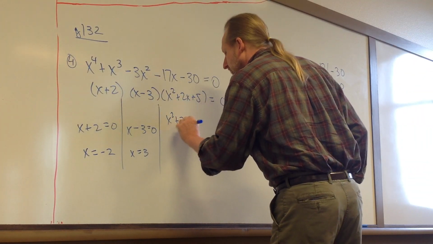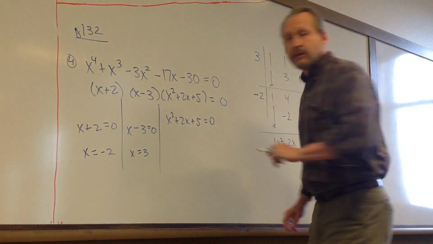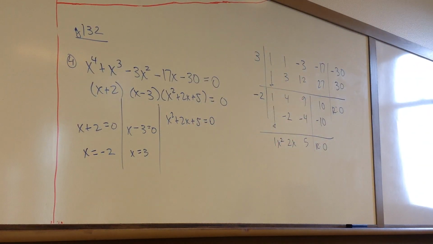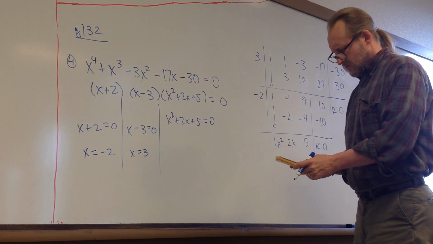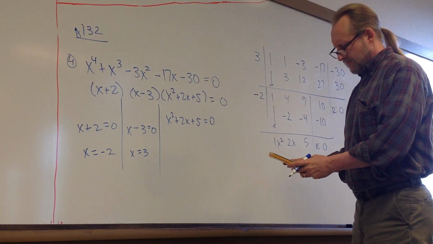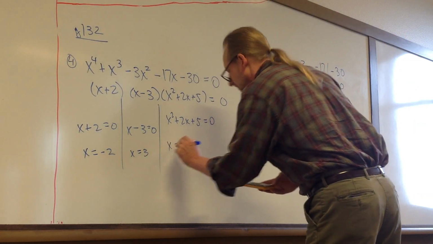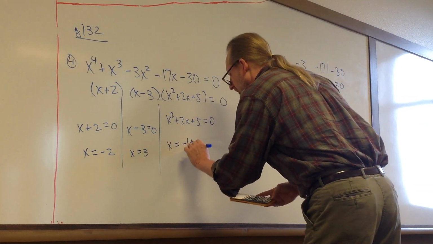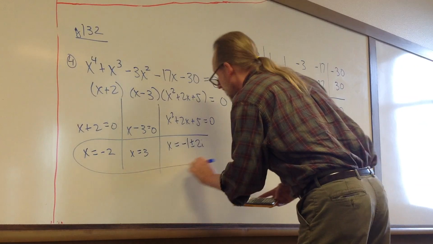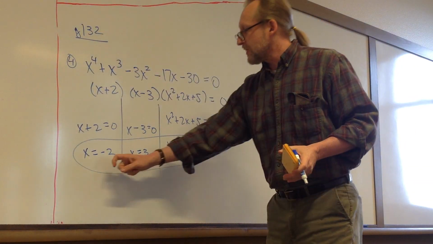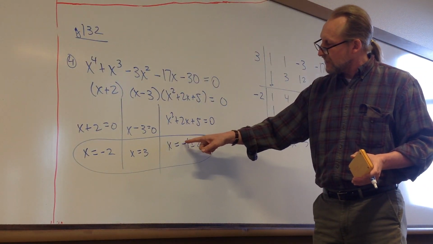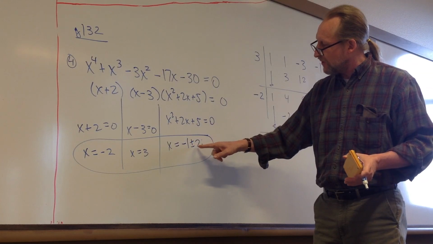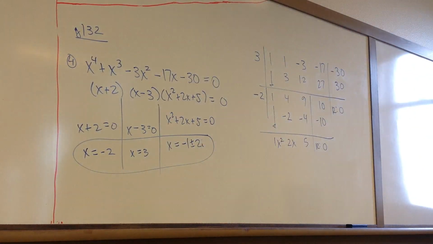And we can set this last factor equal to 0 and then run it through the quadratic. So 1, 2, and 5. And this gives us x equals negative 1 plus or minus 2i. And so this is a 4th degree equation: 1, 2, 3, 4 roots. This is 2 roots. This is negative 1 plus 2i and negative 1 minus 2i. All right, so that's problem 4.